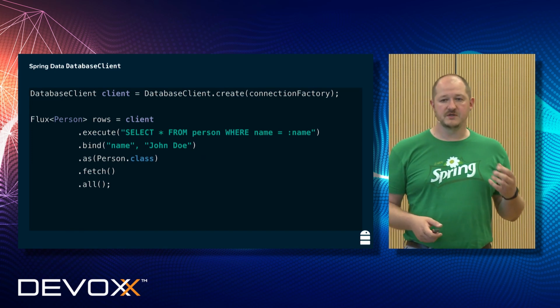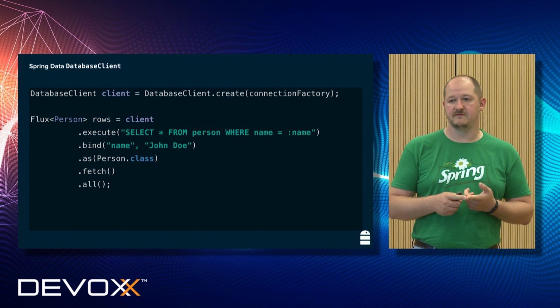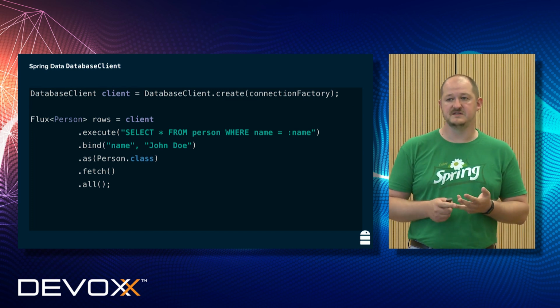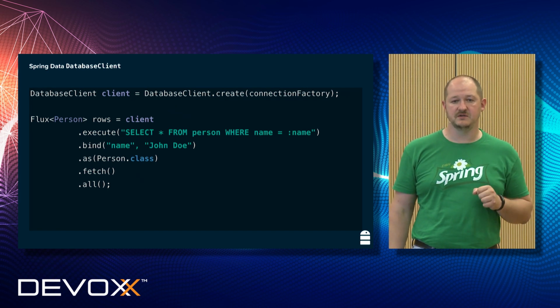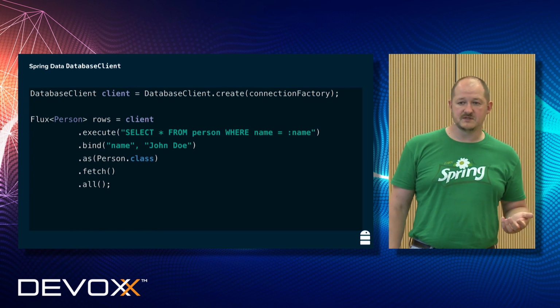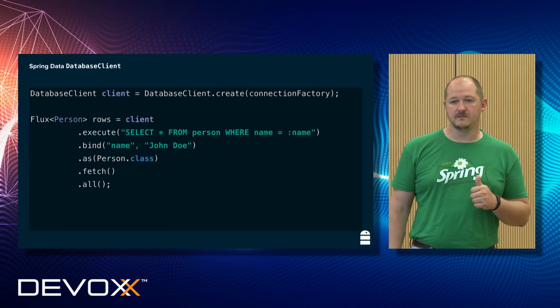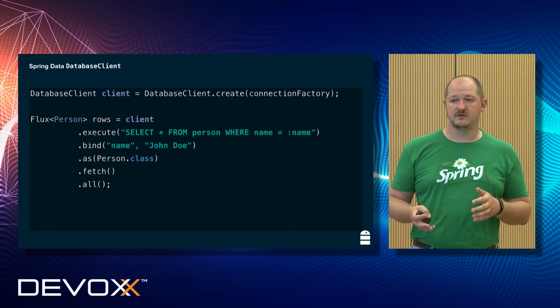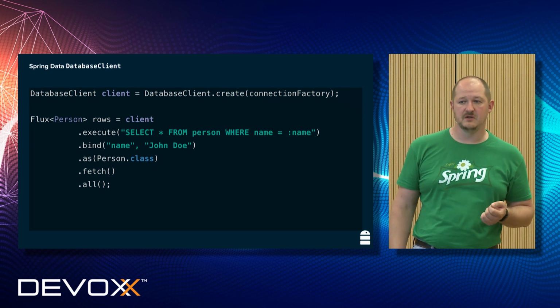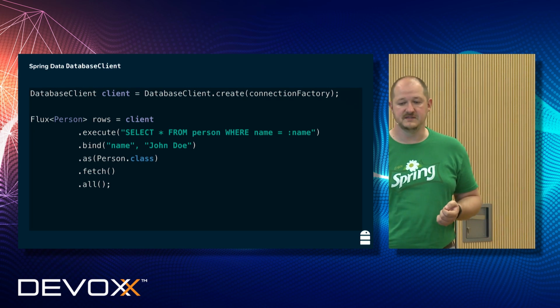Afterwards, you say how much of the data you want to fetch. Do you want to have all the rows, just the first one, or just exactly one? And Spring Data is going to give you also these guarantees. If the query yields more than one result and you're interested in exactly one, then the publisher will terminate with an error to say what's happening there. So you also get these guarantees that you're familiar with from JdbcTemplate.